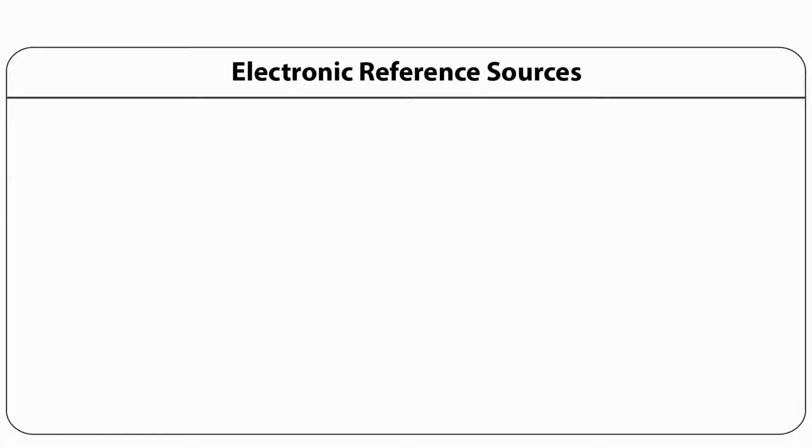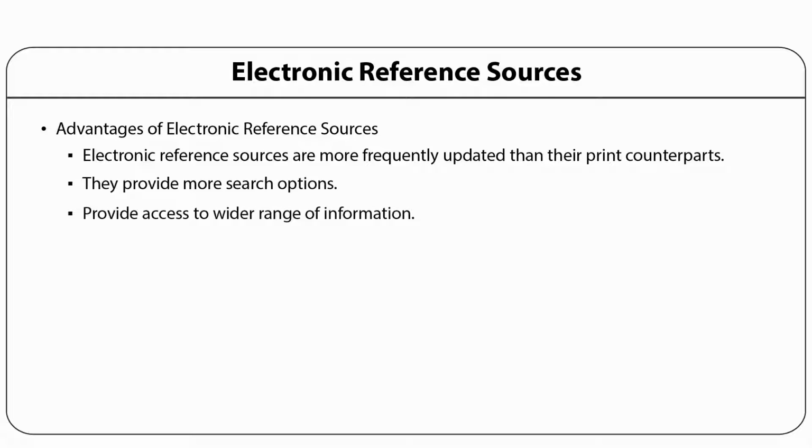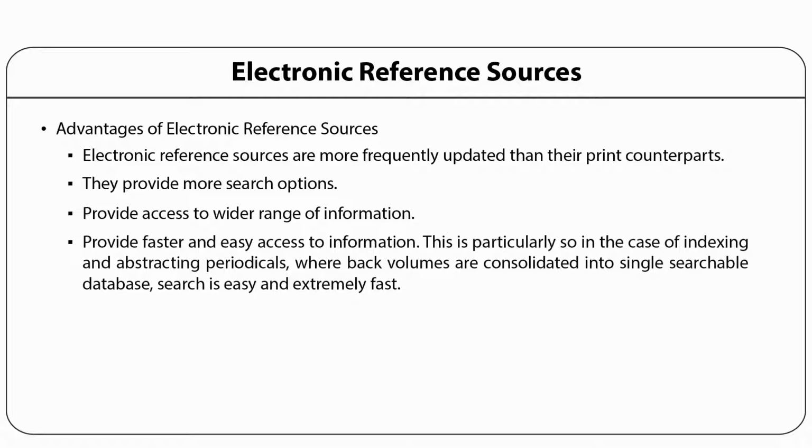Electronic reference sources. There are many advantages of electronic reference sources over their print counterparts. Electronic reference sources are more frequently updated than their print counterparts. They provide more search options, provide access to a wider range of information, and provide faster and easier access to information. This is particularly so in the case of indexing and abstracting periodicals, where back volumes are consolidated into a single searchable database. Search is easy and extremely fast.